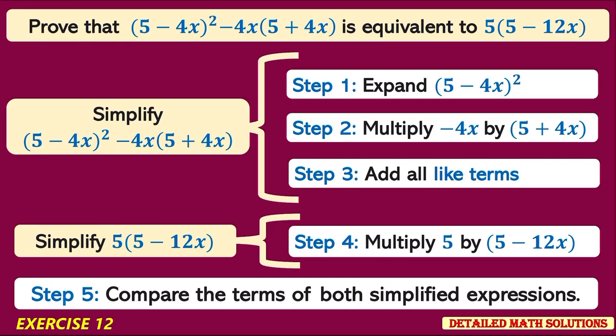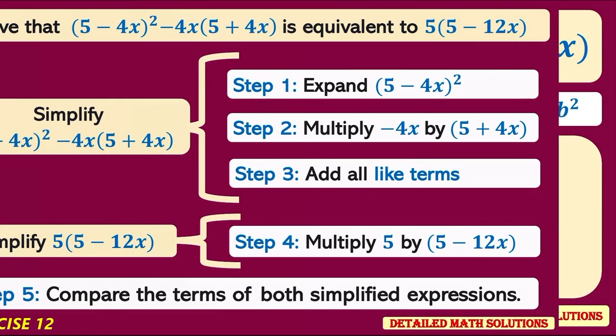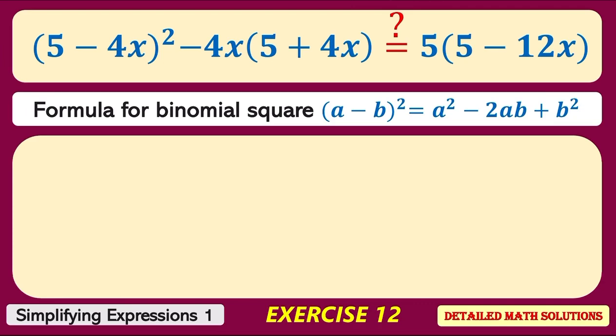To simplify the second expression, 5 in parentheses 5 minus 12x, I need to multiply 5 by 5 and then 5 by negative 12x. When I have both simplified expressions, I am then going to compare their terms. If the terms are the same, then I'll consider that the expressions are equivalent. Next, I'm going to show how all these steps come together.